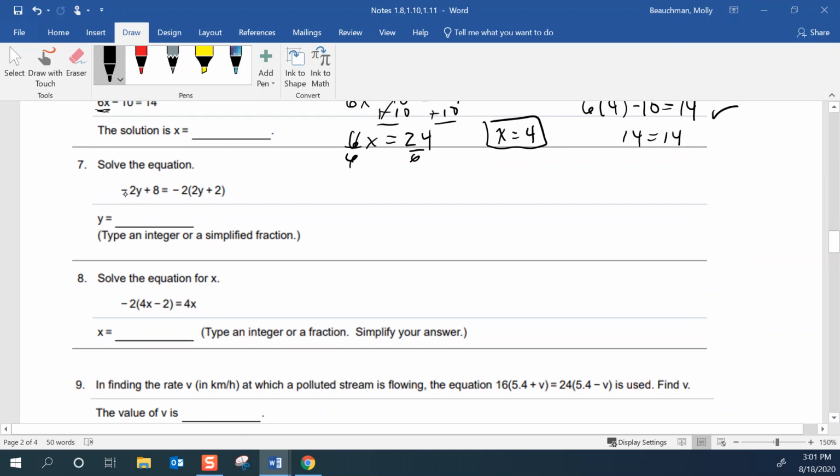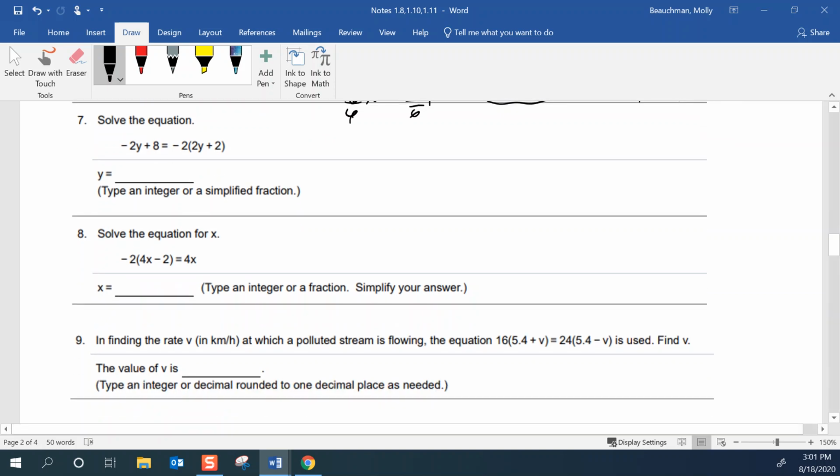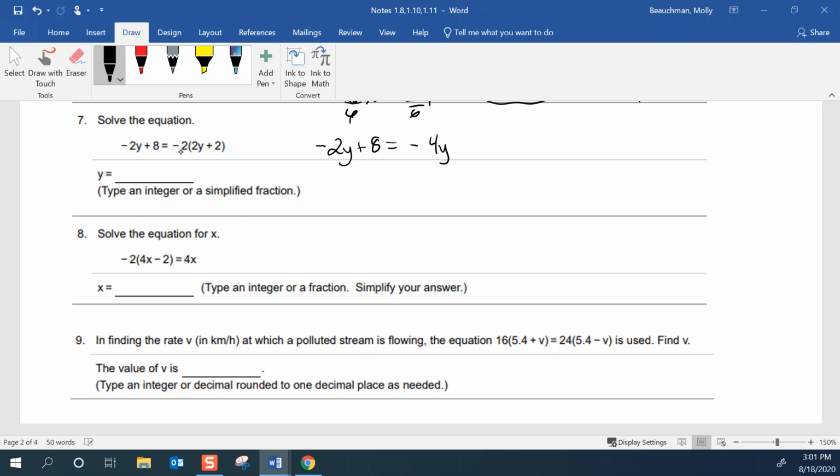So we're going to solve, this time we do need to use distributive property in our first step in solving equations. So we have, let me move this up a little bit, negative 2y plus 8 is equal to, distribute the negative 2, remember to distribute the negative as well. Negative 2 times 2y is a negative 4y, negative 2 times positive 2 minus 4. Add like terms, we don't have any.